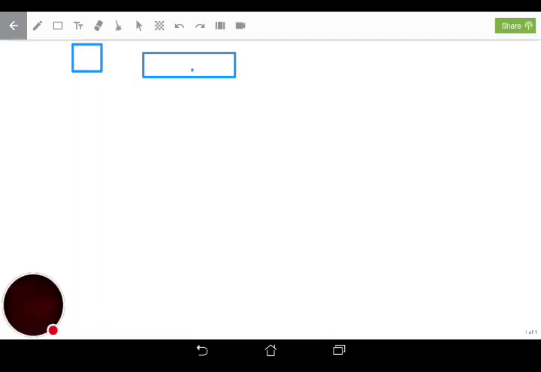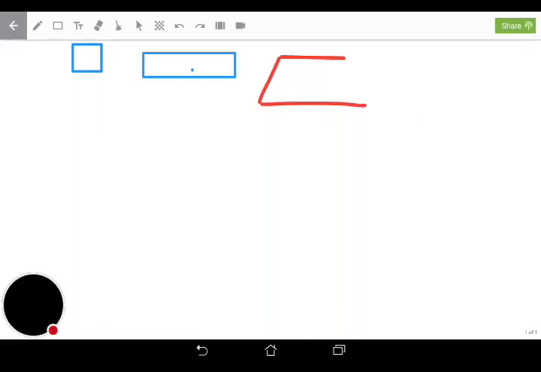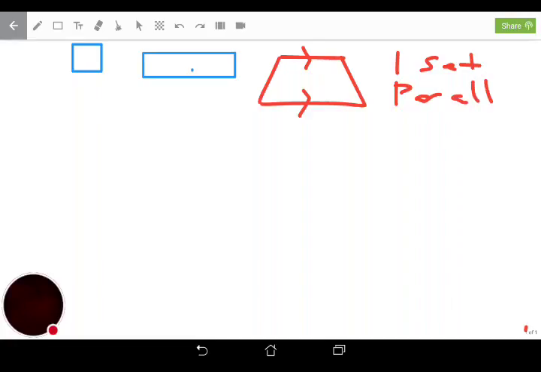Okay. The next one that we have is the trapezium. Now, the trapezium is a trapezium because it has one set of parallel lines. And by parallel, it's like train tracks. Sorry, it's not letting me type parallel. It has one set of parallel lines, so you can see here.